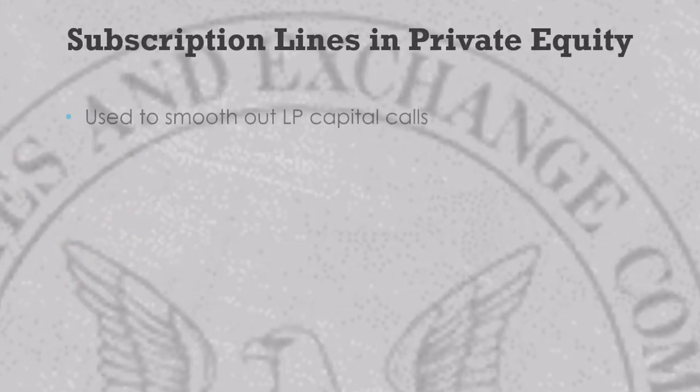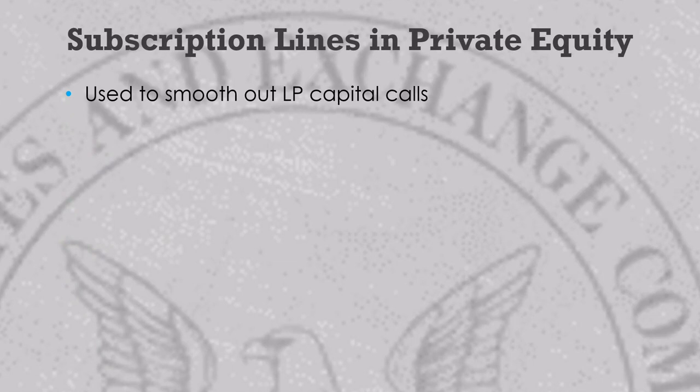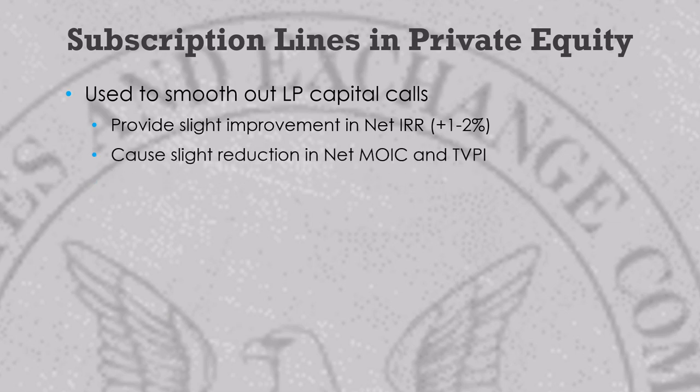In my experience, GPs mainly use these to smooth out their capital calls. They borrow capital to make 1 or 2 new investments, and then 6 or 12 months later, they pay off the line when they call capital from LPs. The result of this delay tends to make limited partner net IRRs a little bit higher, around 1 or 2%, and the net multiples or TVPIs a little bit lower due to the interest charges on the subline.